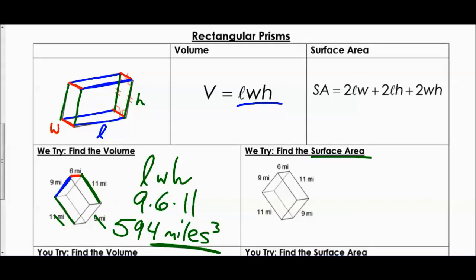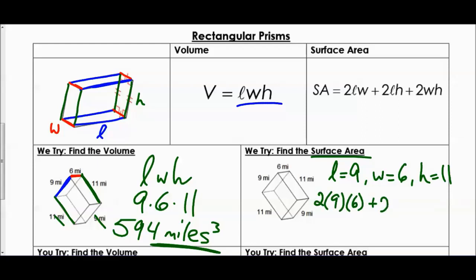This formula is a little bit longer, but it's still the same. As long as you're consistent with your length, width, and height, you should be fine just following order of operations on this. So I'm just going to write them down here. My length is 9, my width is 6, and my height is 11. So I'm just plugging those numbers into the formula. 2 times 9 times 6 plus 2 times 9 times 11 plus 2 times 6 times 11.